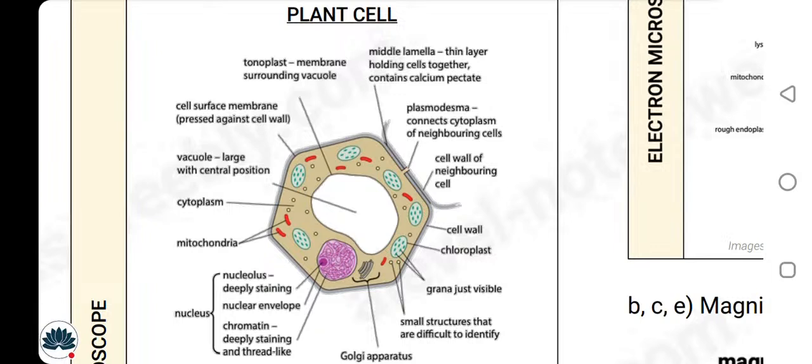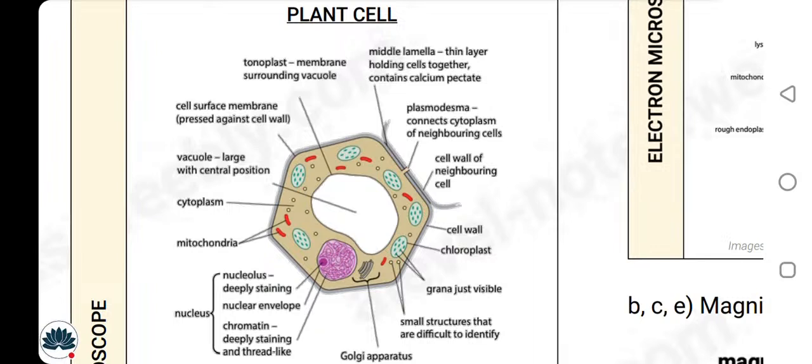Pressed against the cell wall. It means that yes, there is a cell wall and there is chloroplast in the plant cell, and there is a nucleus in the plant cell. Somehow you have already acknowledged the grana. So this is what you learned in your O levels and primary classes about the cell membrane, cytoplasm, nucleus, cell wall, chloroplast, and grana in the plant cell.